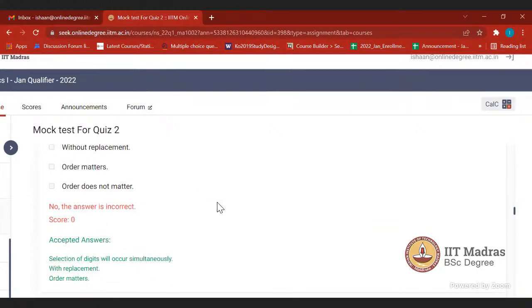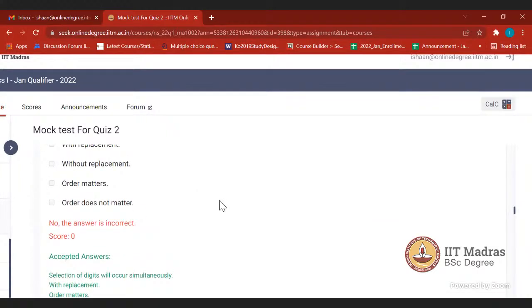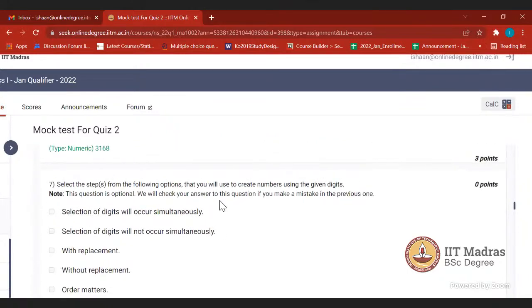Any doubt till now? Sir, can you please explain the simultaneous thing? Simultaneous means you have to make 4-digit numbers, right? So you have to select 4 digits together or one after the other, right? Like fixed at the first place, then for the second place you need another digit, then for the third place you need another digit. So in general, you need all the 4 digits at the same time to complete the number. That's what simultaneously means, that you are doing those things at the same time, or one after the other, or together, right?